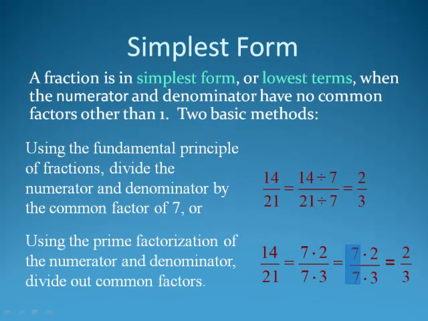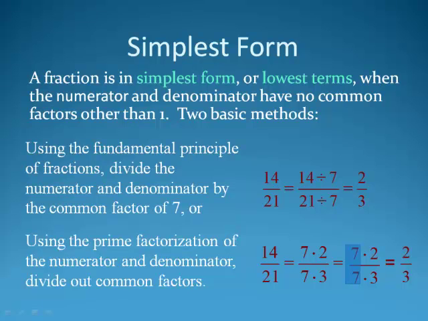Now let's use that to express fractions in simplest form. A fraction is in simplest form, or lowest terms, when the numerator and denominator have no common factors other than 1. There's 2 basic methods for this. The first method is you can use the fundamental principle of fractions that we just talked about to divide the numerator and the denominator of your fraction by the common factor of 7 in this example that I have up here, 14/21. Or you can use the prime factorization of both the numerator and the denominator and divide out the common factors.